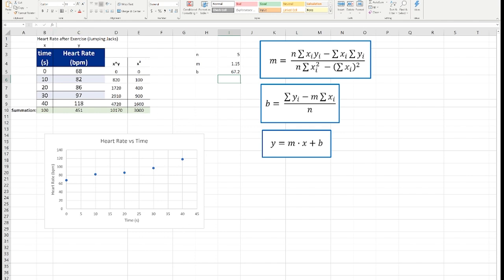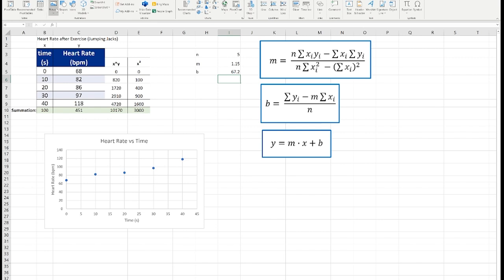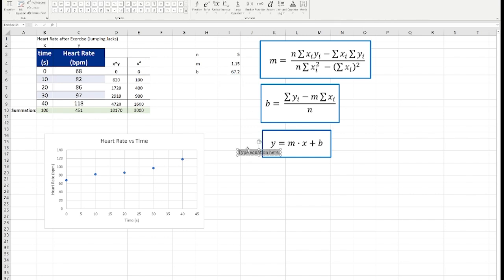So I can go here and I can insert an equation. On your ribbon interface, if you go to insert and you insert equation, you can type your equation that you just calculated to be heart rate. Remember, you should call it what it's actually referencing, not y and m and x, but our y values are heart rate. So it's going to be heart rate equals m, which is 1.15, times x. In this case, our x values are time, plus b, which is 67.2. And so this is my equation of my line.